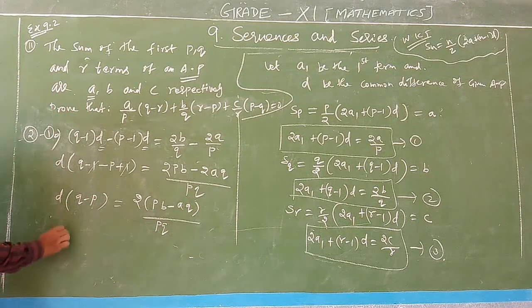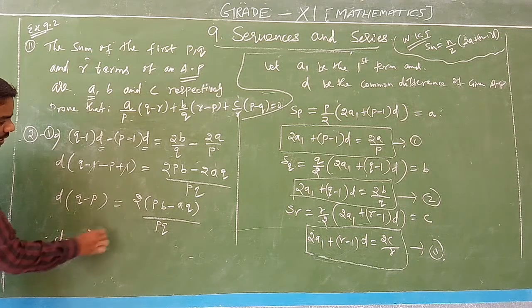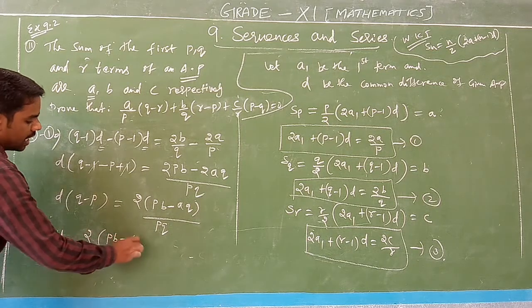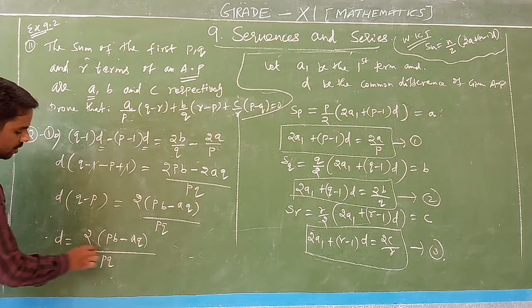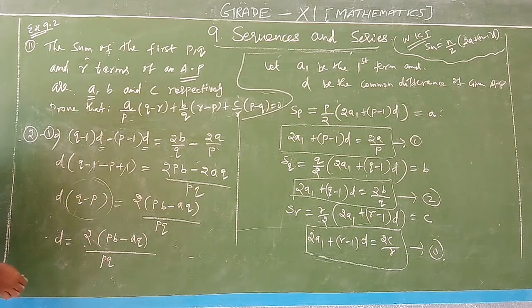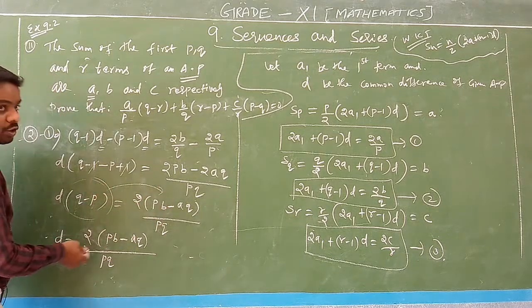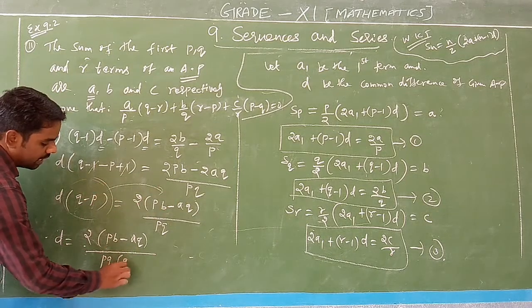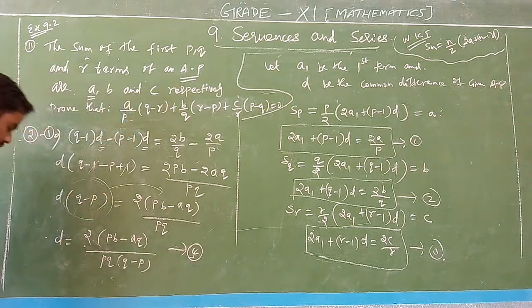So d is equal to 2 into (pb minus aq) divided by pq, and the multiple (q minus p) moves from the left-hand side to the right-hand side as its reciprocal, that is pq into (q minus p). This is equation number 4.